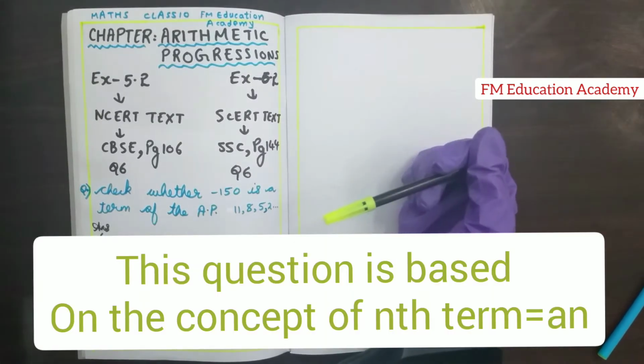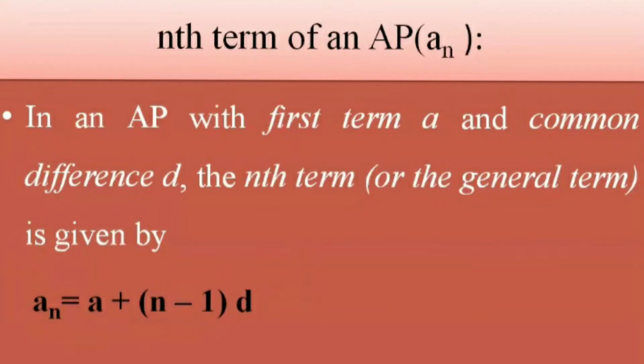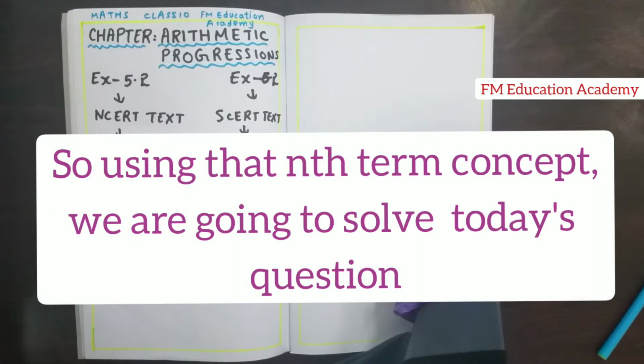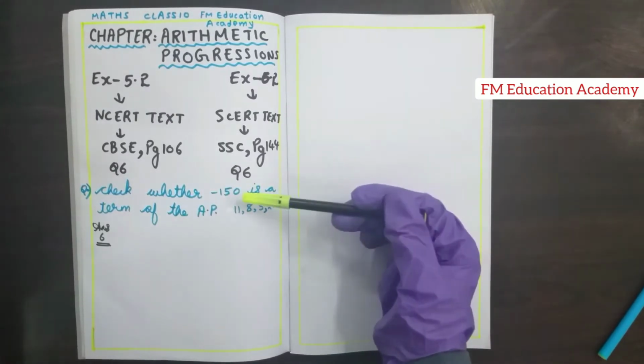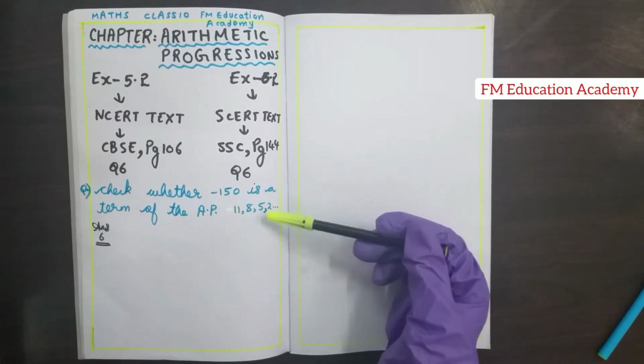This question is based on the concept of nth term, which is an. We know there is only one formula of an, which is an is equal to a plus n minus 1 into d. So using that nth term concept, we are going to solve today's question. The question is, check whether minus 150 is a term of the AP 11, 8, 5, 2.